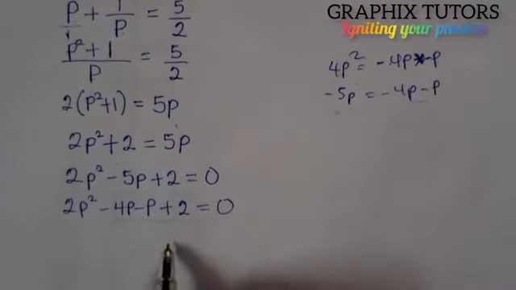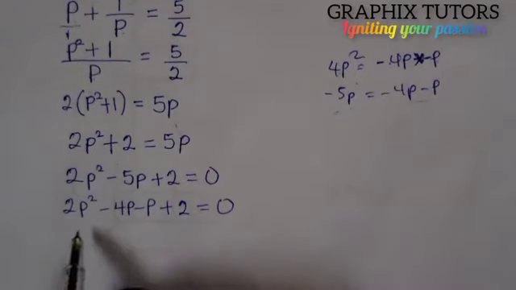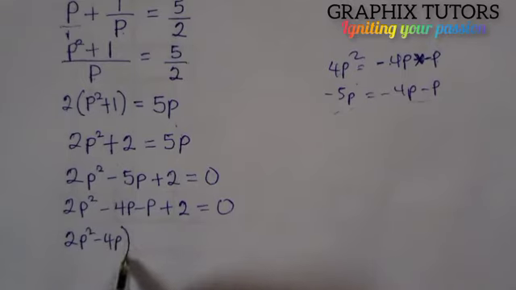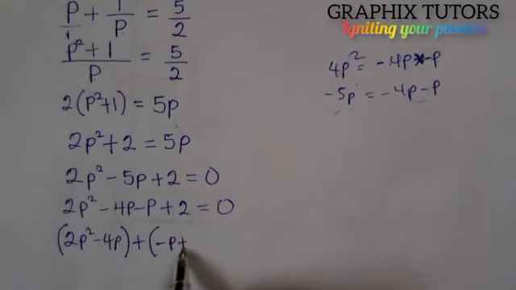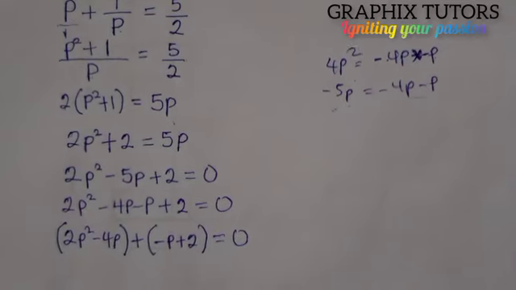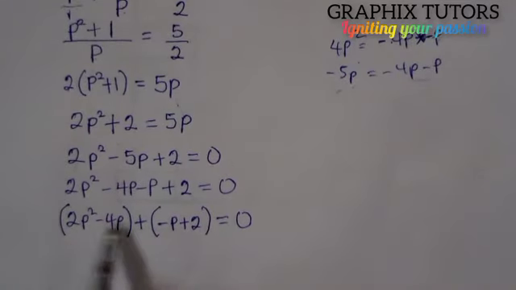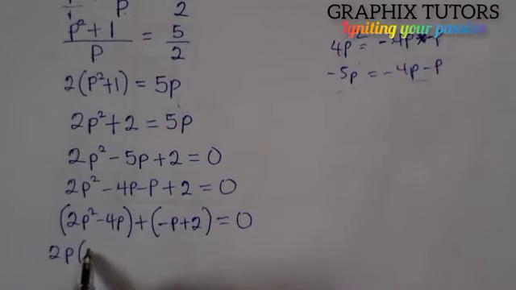From here, we move forward by saying 2p squared minus 4p, I'll put in one bracket, plus minus p plus 2 in another bracket, equals 0. Now you ask yourself, when you factorize this, what is common in both sides? 2p is common. If I bring out my 2p, I'll be left with p here, minus, and here just 2.